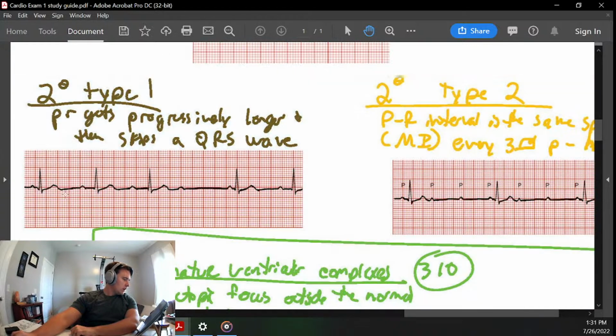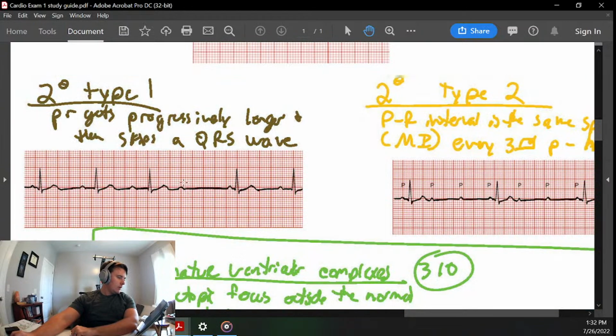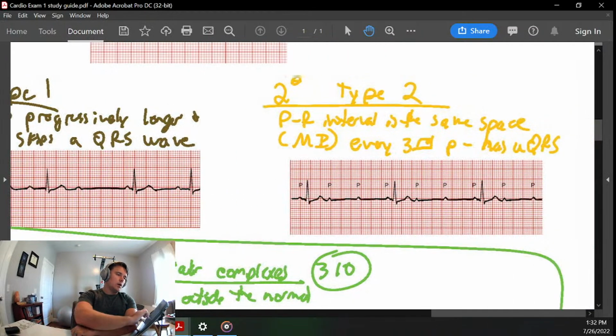Then you've got a longer PR interval here, a longer PR interval here, and then you've got a P wave that does not have a QRS, and then it starts over with a normal PR interval, and then longer and longer. Okay, so this is a type 2. So these are the same spaces.